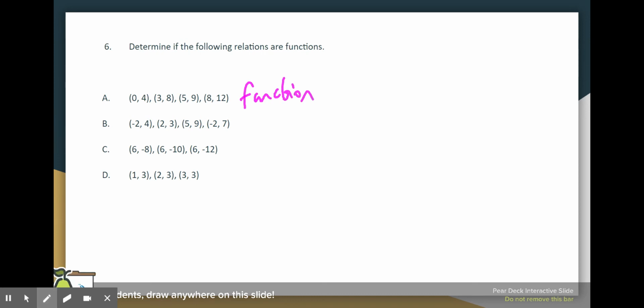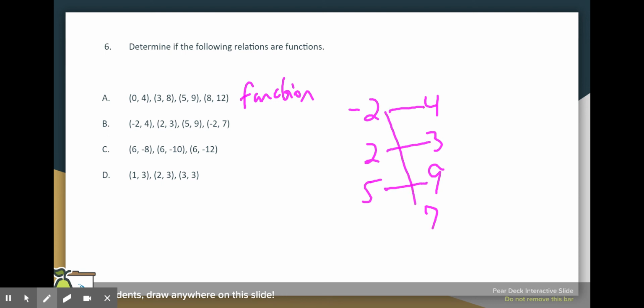All right, for the next one, if I do negative 2, 2, 5, and negative 2 again, I don't need to draw another one, I already had it. Then for my y's, I have 4, 3, 9, and 7. So from negative 2 to 4, 2 to 3, 5 to 9, and negative 2 to 7. I look in this column, and I do have more than one line coming out of one of these, so it is not a function.